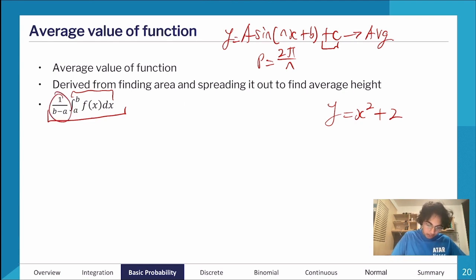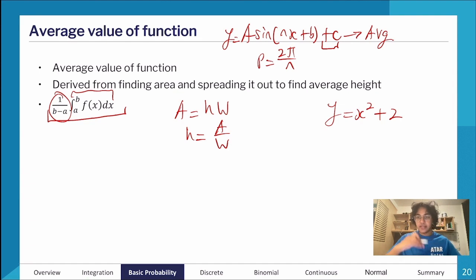So remember the area of a rectangle, or area in general, is just height times width. So what we're really doing is h equals area over width. Area we calculate from the integral, the width is given by b minus a, and that finds the average height of that function, which is also the average value. Cool, hopefully that makes sense.